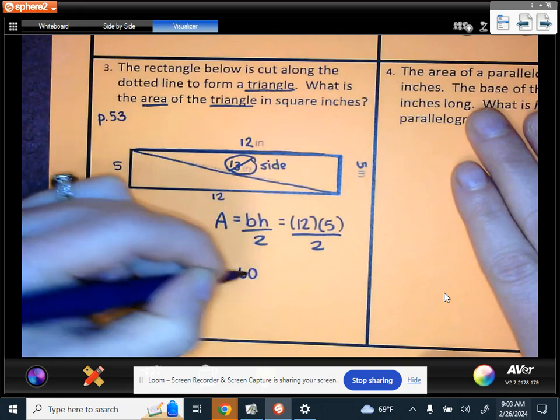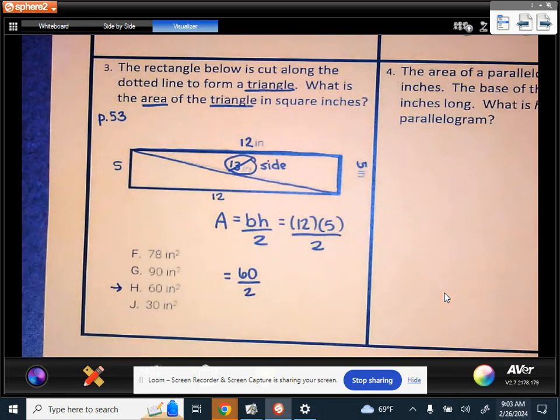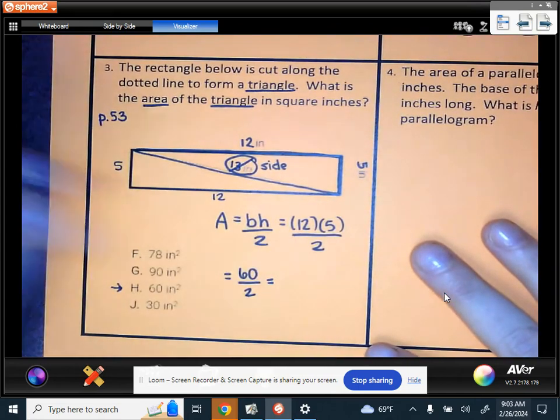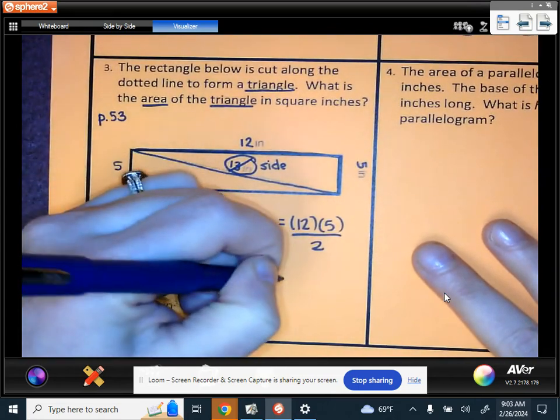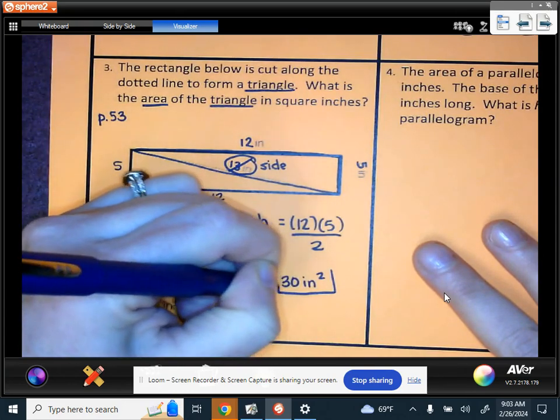12 times 5 gives me 60. Notice 60 is an answer choice. So if you just did base times height because you read rectangle or you forgot the triangle formula, you might be tempted to pick H, but it's not because we have to still divide by 2. 60 divided by 2 is 30, and it was inches, so that's going to be 30 square inches.